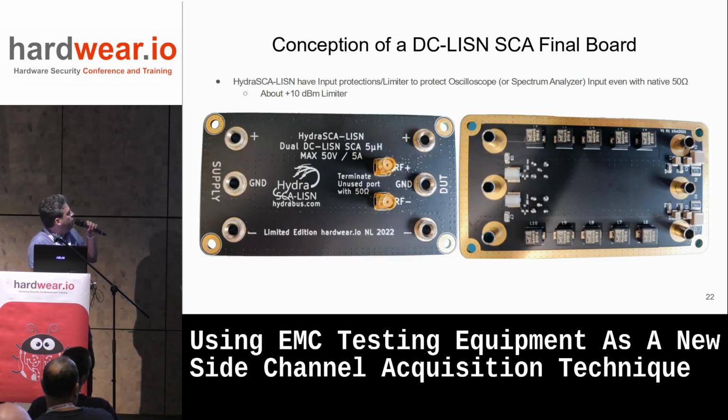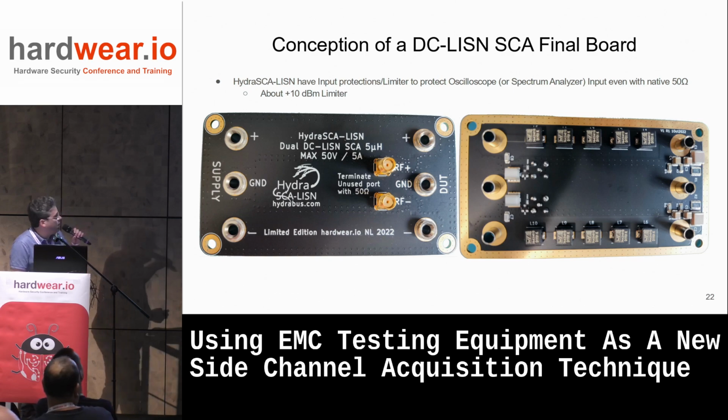So at the end you have a box like that. You can connect your oscilloscope there on one of these ports, and you have a guarantee of a 10 dBm limiter there, so even if you have a strong pulse or strong noise appearing, you will never exceed 10 dBm.